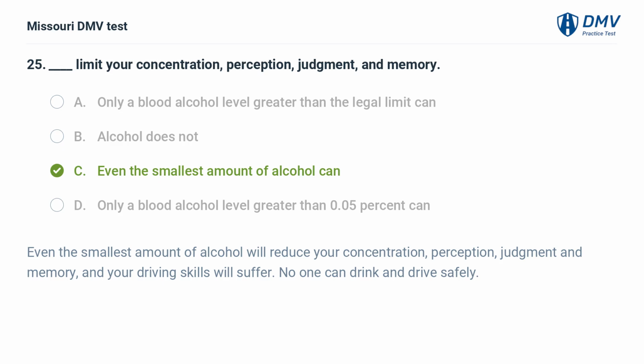Even the smallest amount of alcohol will reduce your concentration, perception, judgment and memory, and your driving skills will suffer. No one can drink and drive safely.